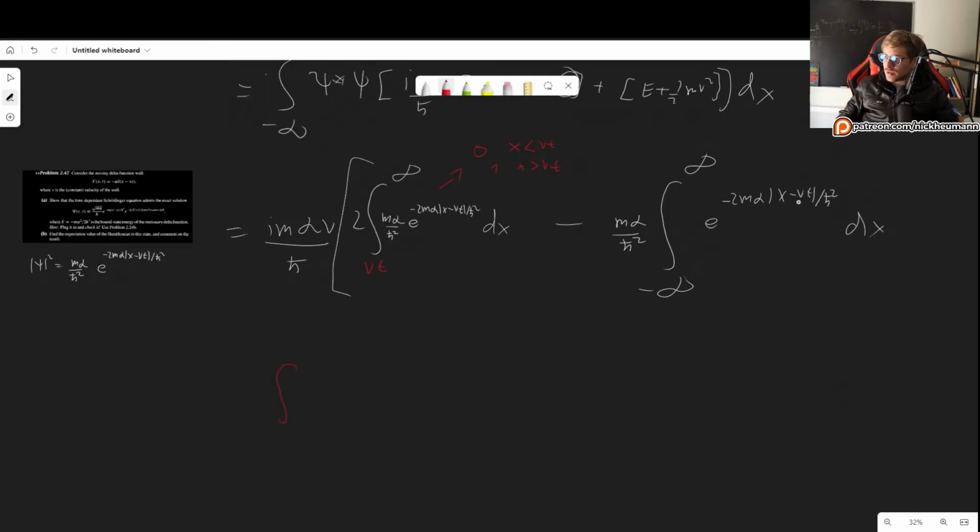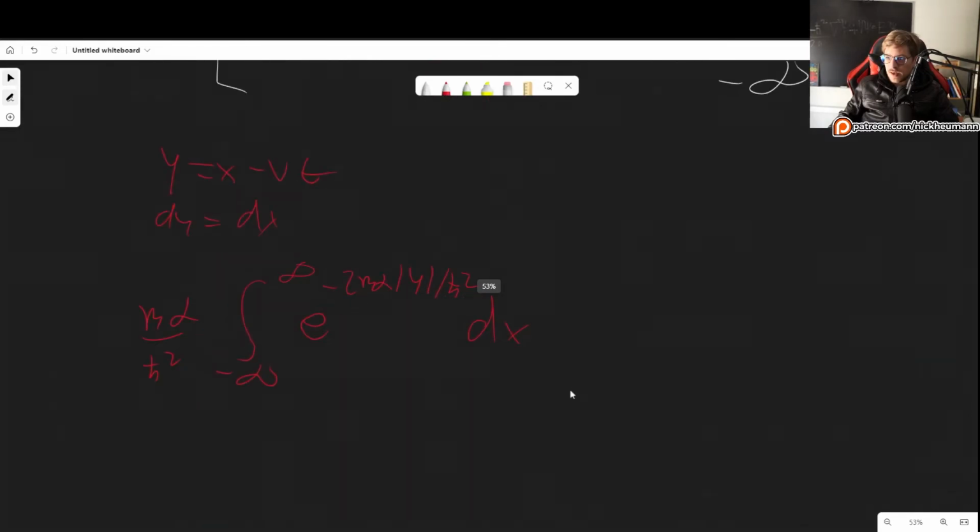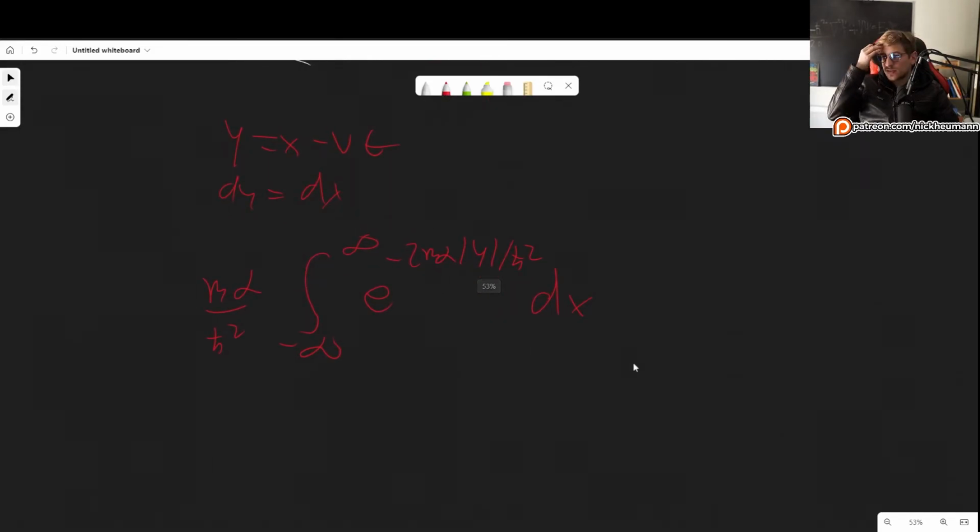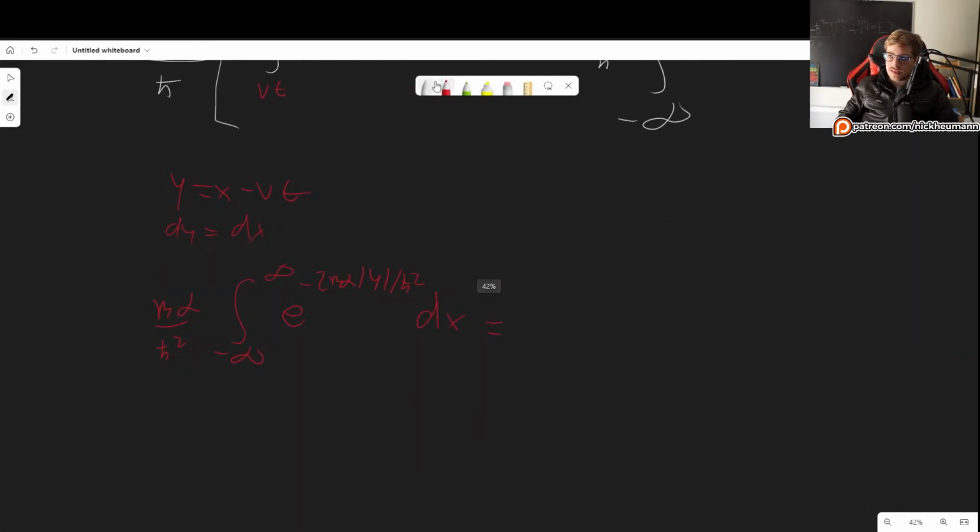So this first integral, we can now use y is equal to x minus vt, and thus dy is dx. So we get, maybe not the minus, I'm just going to put the constants, mα over ħ squared, integral of minus infinity to infinity of e to the minus 2mα absolute value of y over ħ squared dy. Okay, and now how can we solve this? There's a few ways. This has an absolute value. How do we deal with integrals that have an absolute value?